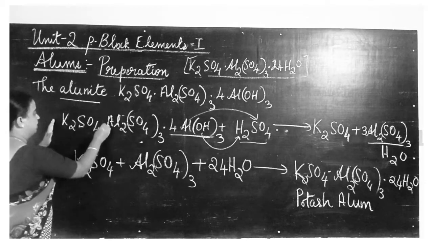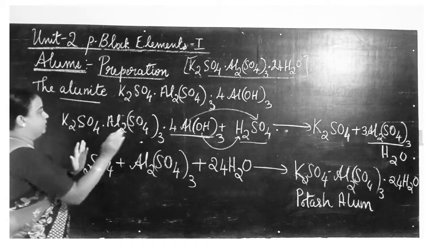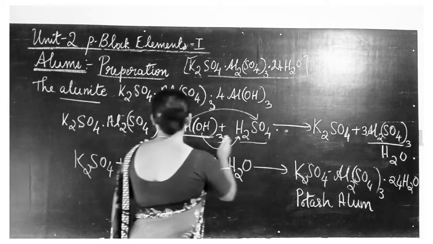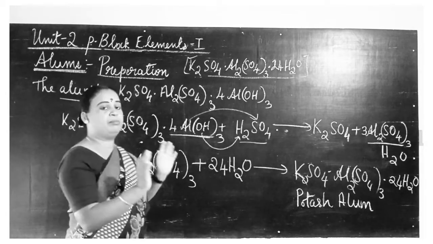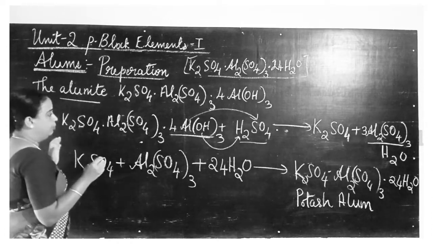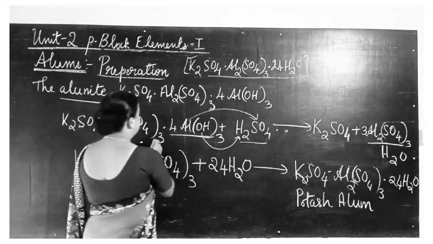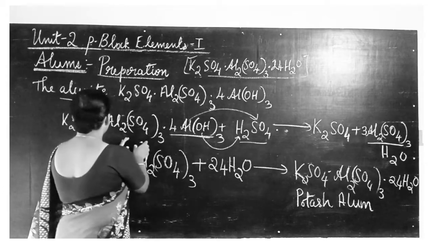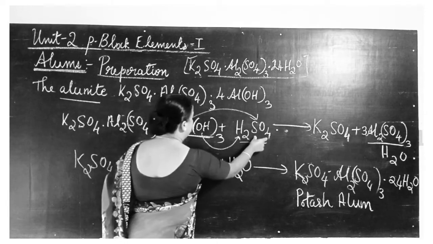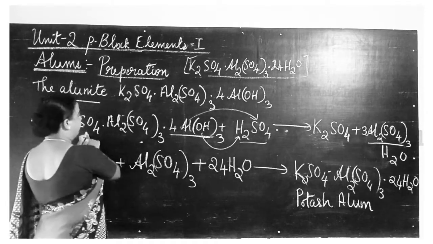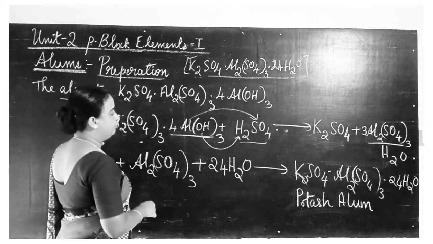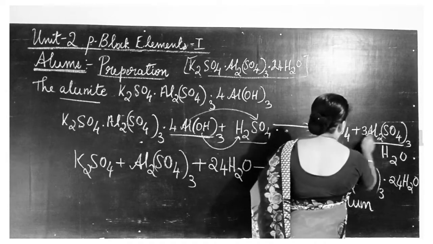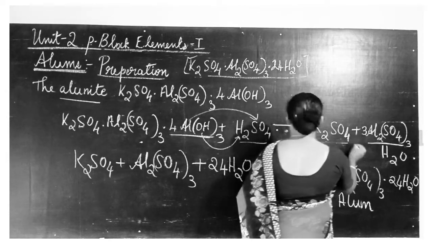Now potassium sulfate is retained as it is. No change in that. On the right hand side and left hand side, the potassium sulfate remains without any change. Now regarding the sulfate, let us balance it. On the left hand side, 3 sulfate, then 1 more sulfate, 4 sulfate, 5 sulfate molecules are there. Whereas on the right hand side, 3 3s are 9, 9 plus 1, 10 sulfate molecules are there.